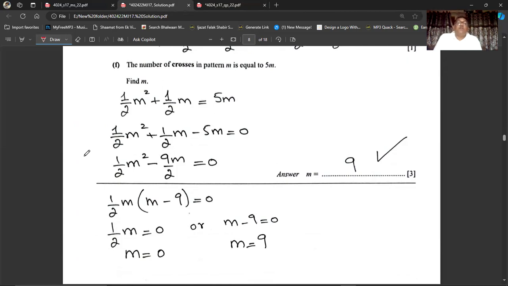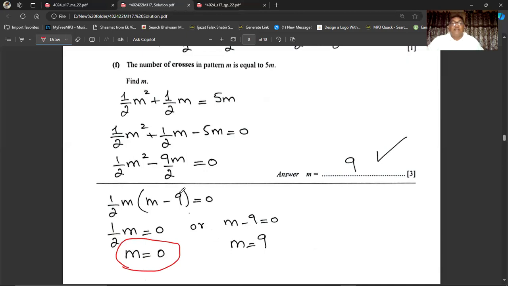So 1 by 2m square plus 1 by 2m minus 5m equals 0. So when you take their LCM, it will be 1m minus 10m, the whole thing divided by 2, that will be 9m by 2. So you will have 1 by 2m square minus 9m by 2 equals 0. So take 1 by 2m common, so you will have m minus 9 in the bracket equals 0. These two are multiplying, their answer is 0. Either the first thing is 0 or the second thing is 0. So m by 2 is equal to 0. So m will be equal to 0 multiplied by 2, and that will be 0. So the value of m here is 0.